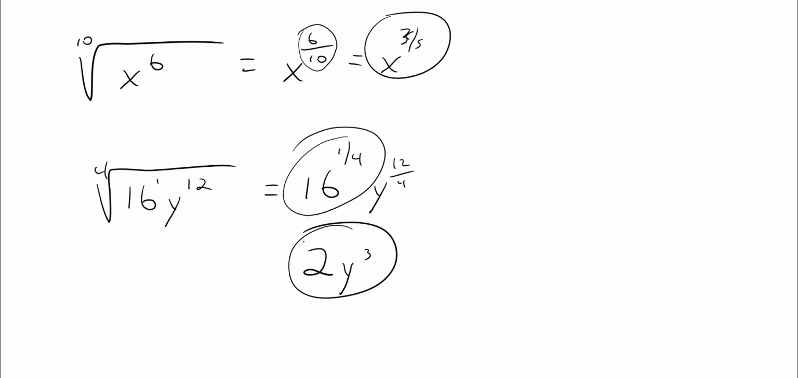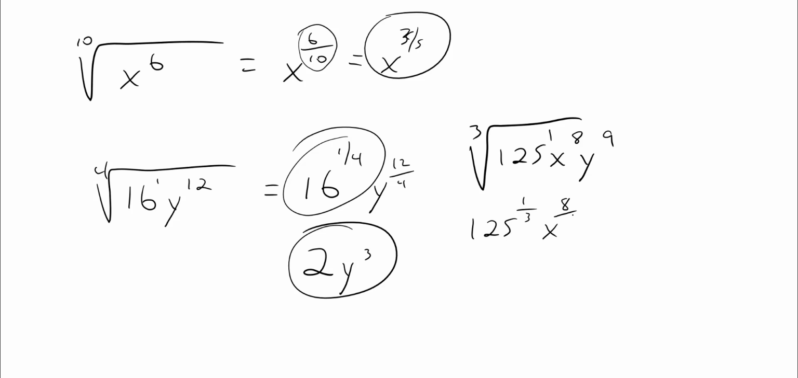Okay? It's not too bad. Let's do one more. Here, we'll do it on the side. What if I do the cube root of 125x to the 8th y to the 9th? So it's going to be 125, and again, put a 1 here if you want, so to the 1/3 power, x to the 8/3 power, and y to the 9/3 power.